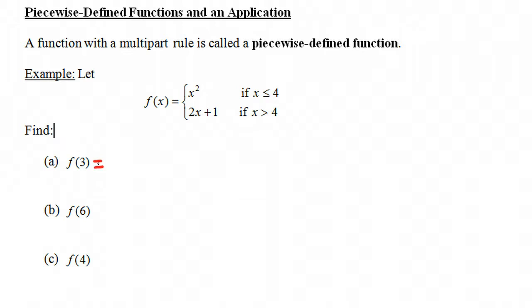So in part A, if we're trying to find f of 3, we have to decide, is 3 less than or equal to 4 or greater than 4? Well, of course, it's less than or equal to 4, so we use the top formula. So f of 3 is 3 squared, which is 9.